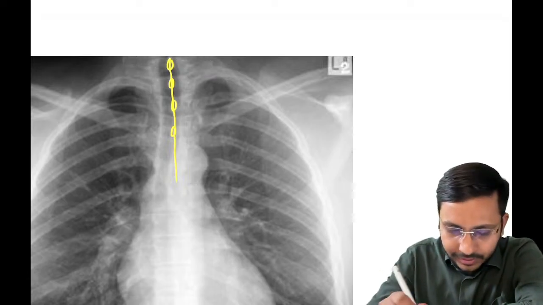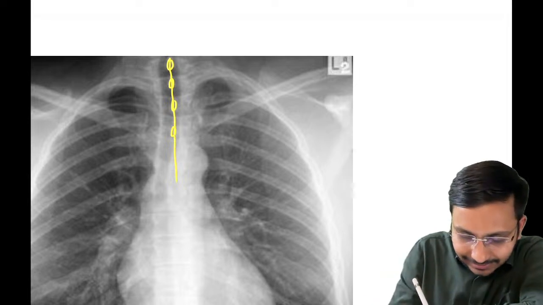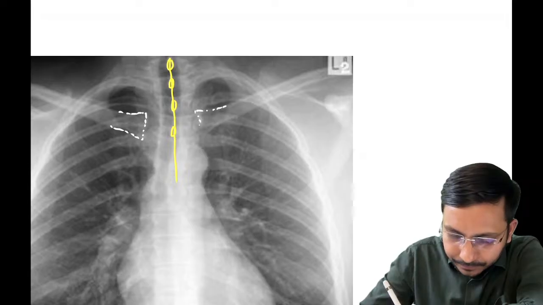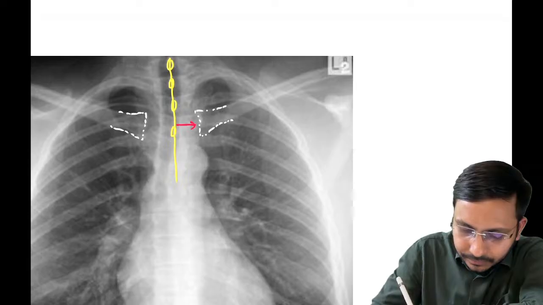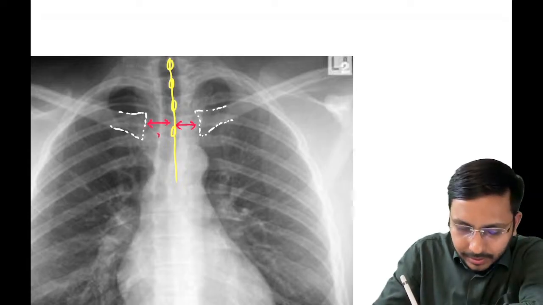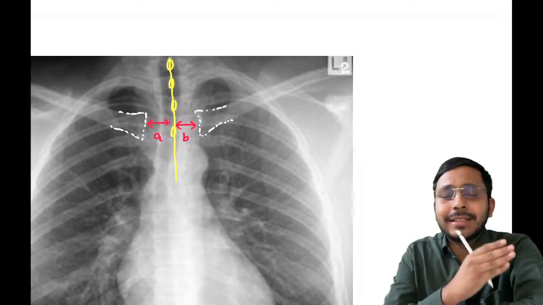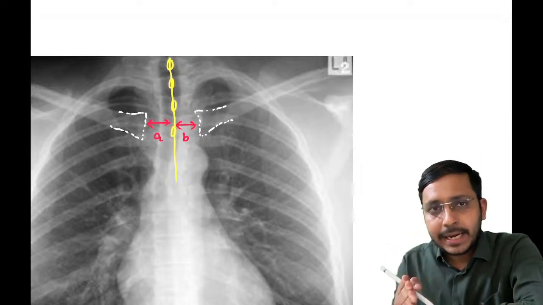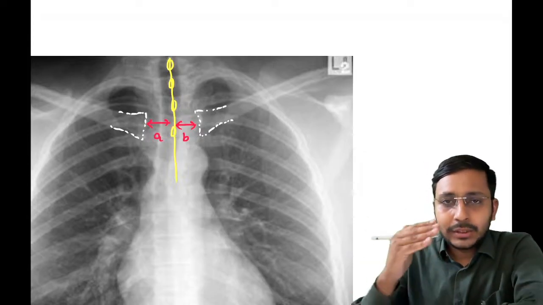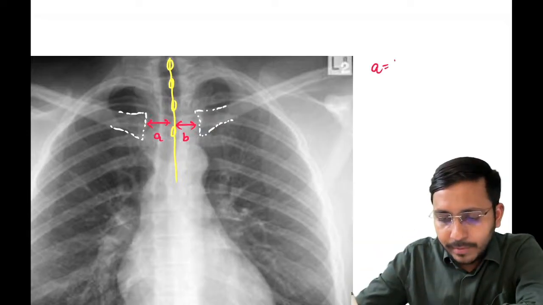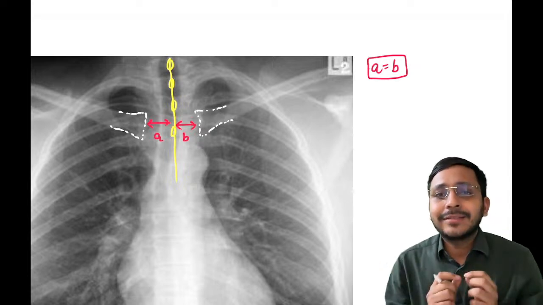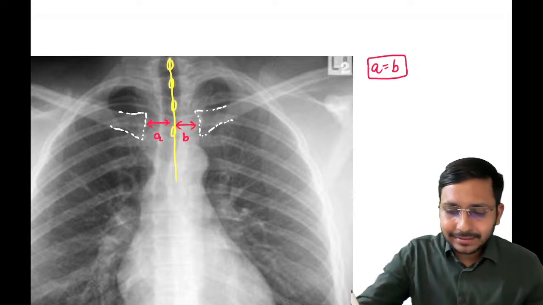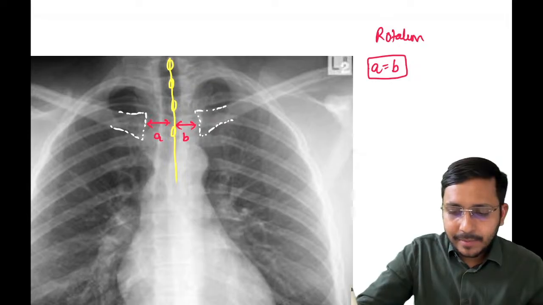From this line we'll assess the distance of the medial ends of clavicle. This is the medial end of clavicle, and we assess this distance, right? A and B. So on the right hand side, the distance from the medial end of clavicle to the midline is A, and on the left side it's B. Now this should be equidistant, that is A should be equal to B, and we say that the medial ends of clavicles are equidistant from the midline, and this tells us that the film is not rotated.